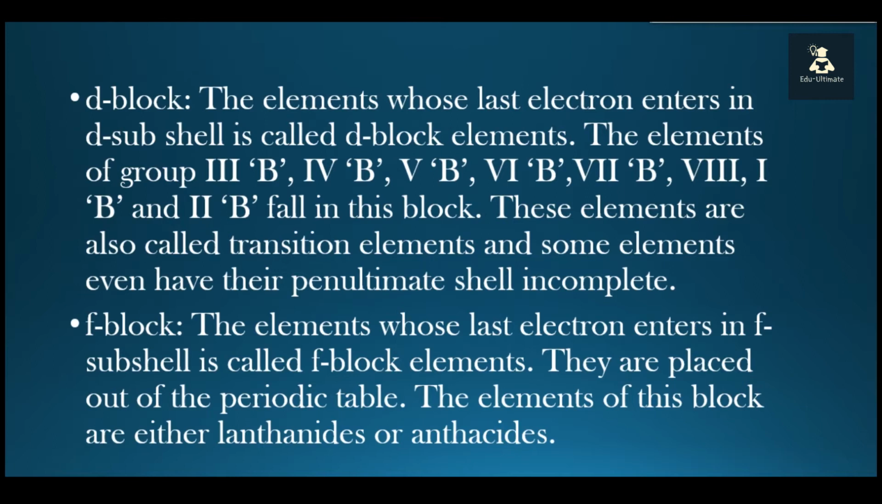F block. The elements whose last electron enters the F subshell are called F block elements. They are placed outside of the periodic table. The elements of this block are either lanthanides or actinides.